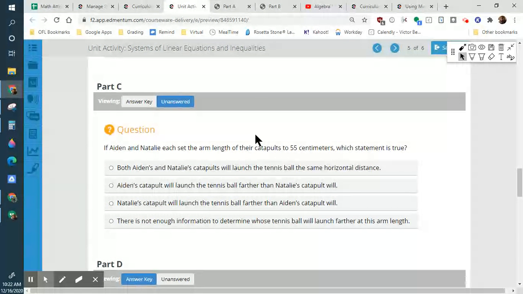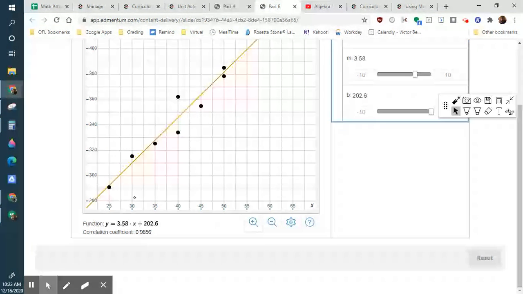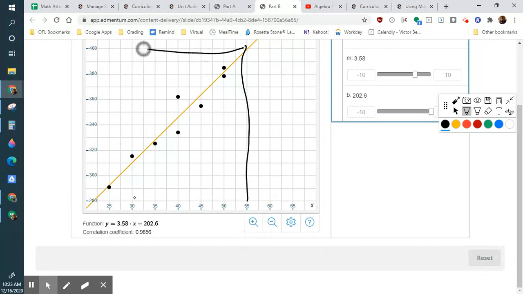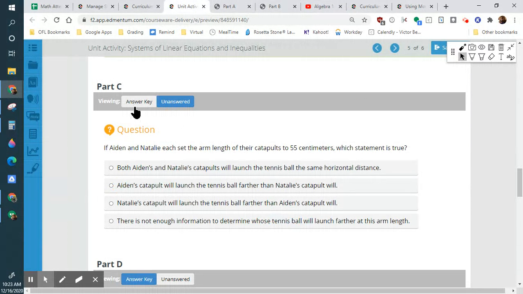So I'll leave this one to you guys. Is the statement true? So we're going to have to look at the graph at 55, see how far that is. So you're going to write down, this is part A, so this one is Aiden's. And then we're going to look at Nataly's, which is in part B. So again, we're going to go to 55 and kind of guess where Nataly's ended up. So that one, you guys should be able to do that on your own.